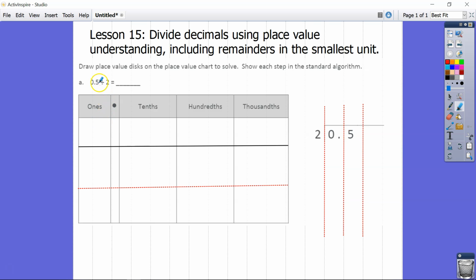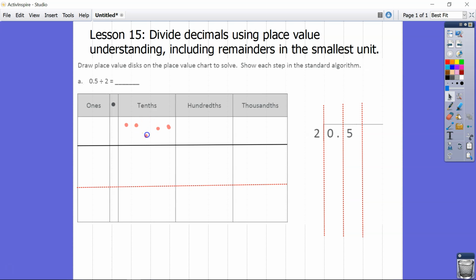So we have 5/10, 1, 2, 3, 4, 5, and we're splitting it into two groups. So if we have 5/10, we have to split it into two groups. How many tenths would each group get? So we will be able to evenly distribute 4/10, and we would have 1/10 remaining.